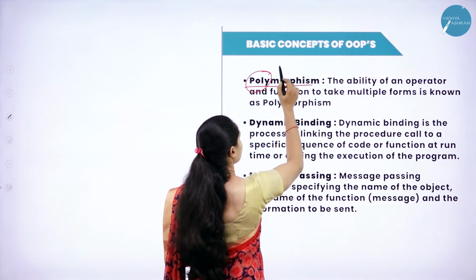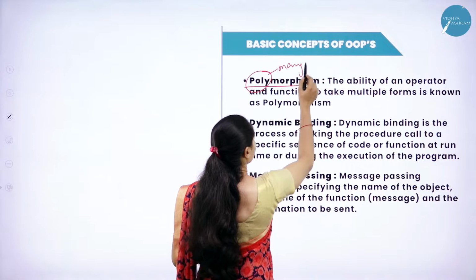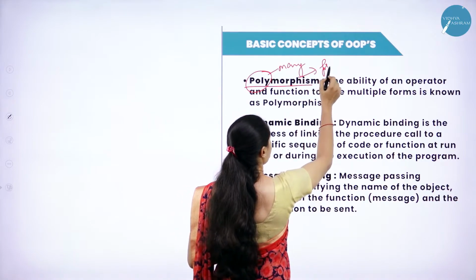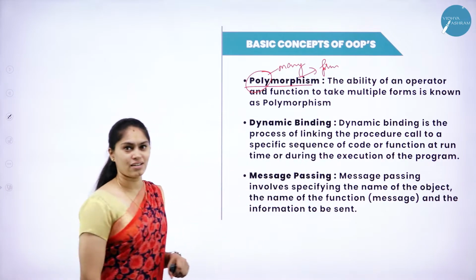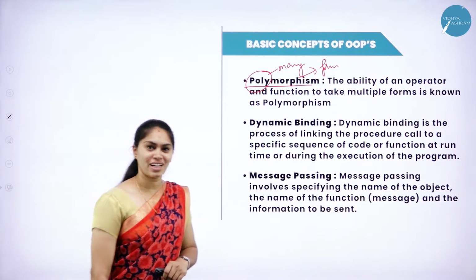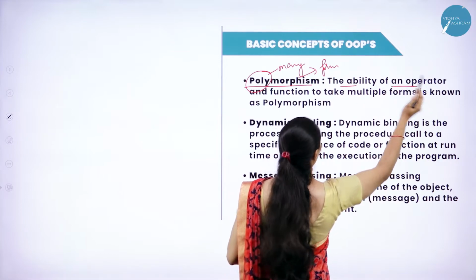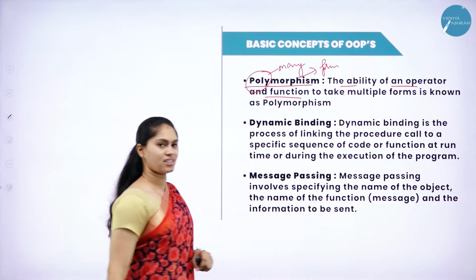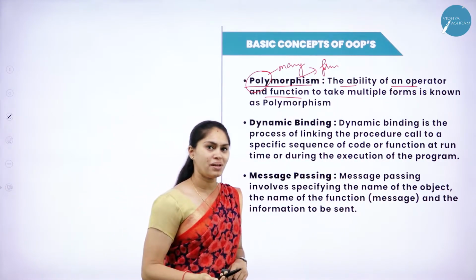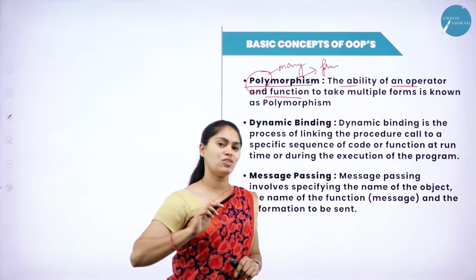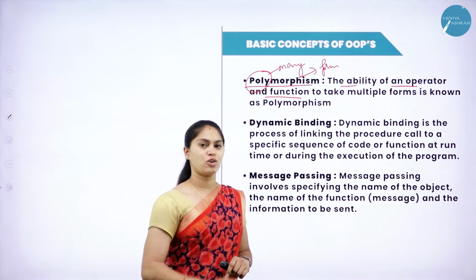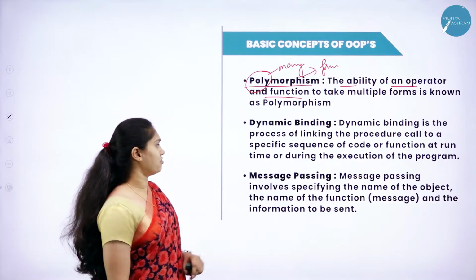Next we'll see about polymorphism. Here, poly is nothing but many, and morphism in the sense of forms. So which is taking many forms? Chameleon, right? But we are not talking about the chameleon. We are talking about the objects, the operator and the function. If the function and the operator have the ability to take more than one form, then we are going to call that polymorphism.